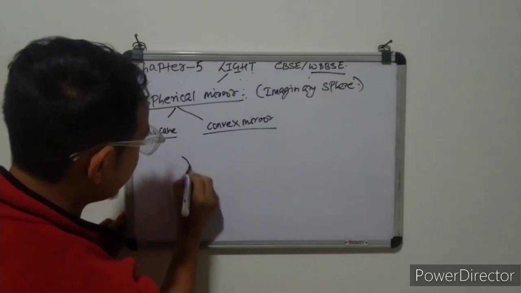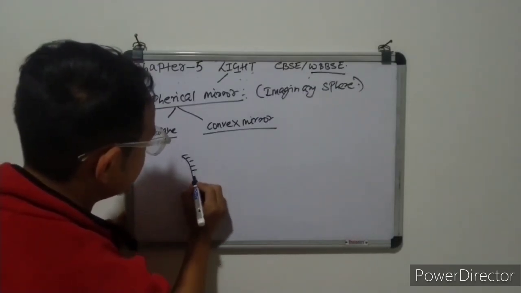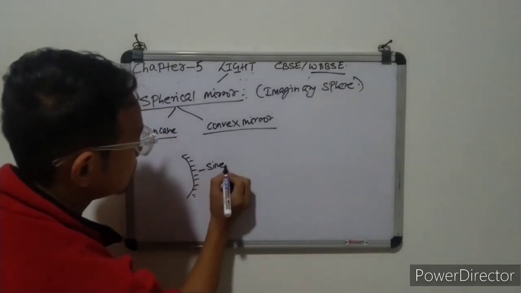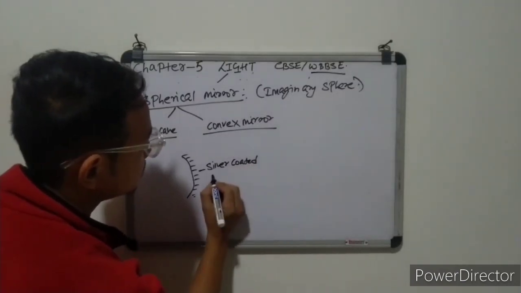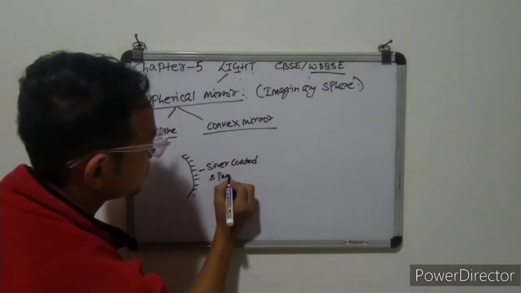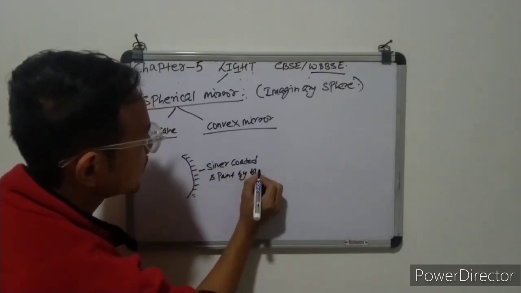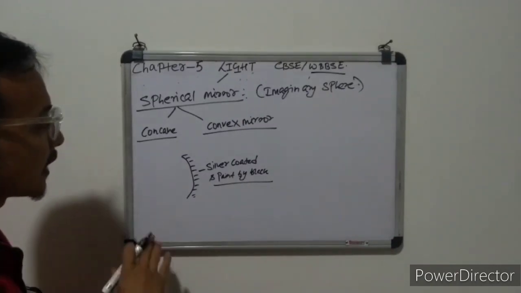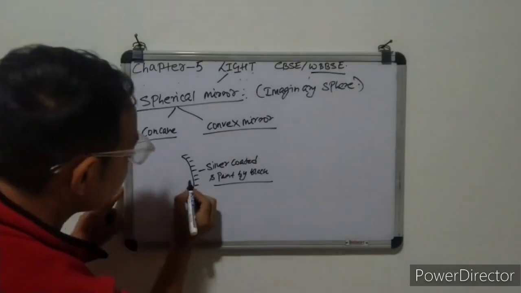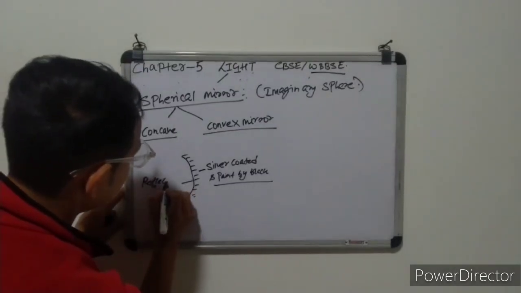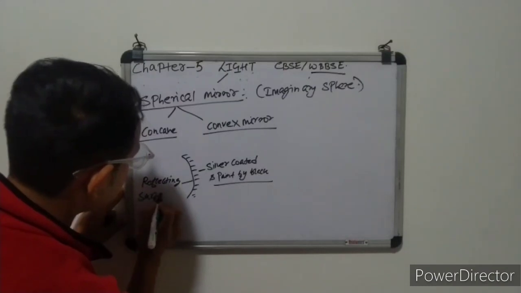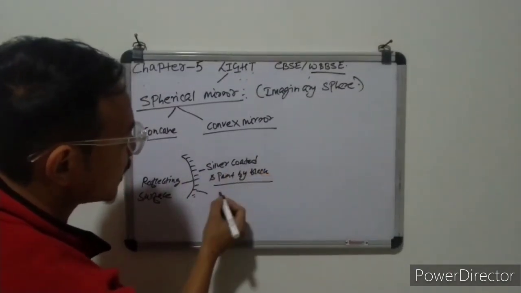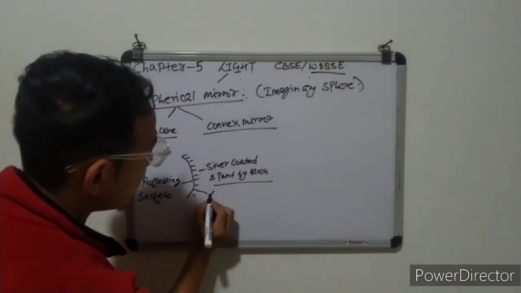Let us draw one concave mirror. This is a concave mirror, silver coated and painted black. In the concave mirror, the curve is inside, and the reflecting surface is inside. The outer side is coated with silver and black color. This is the hard surface.